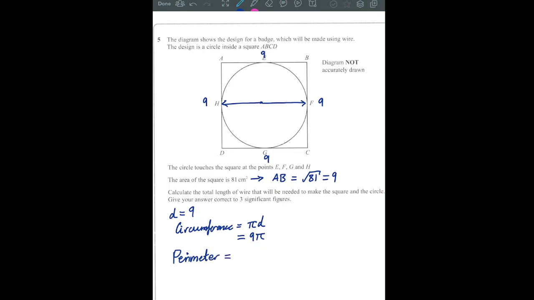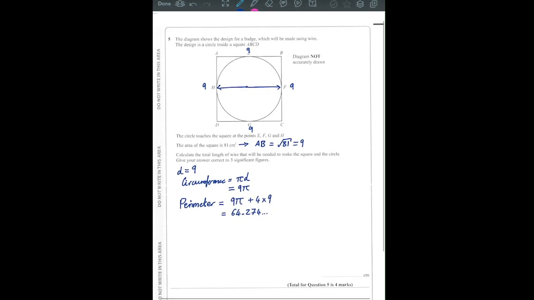Now I want the perimeter of this shape. I want the total length of all of these wires. The circle has 9 pi, but I've got the AB, BC, CD, DA, which are all 9. So I've got 4 side lengths of 9. And now I'm going to type that in all in one go in my calculator. Useful to do that. Minimize the chance that you make any rounding or transcription errors, any copying errors from your calculator down onto your paper, or even just from one line on your paper to the next.